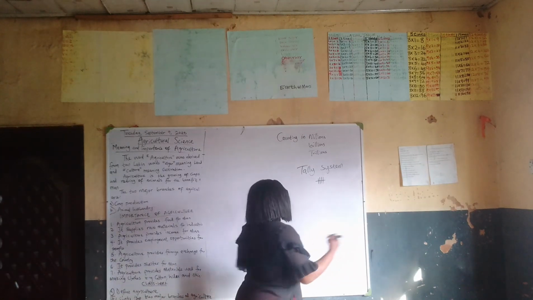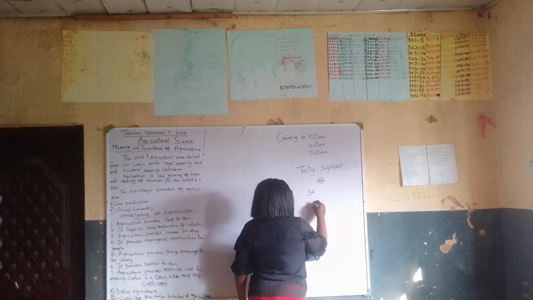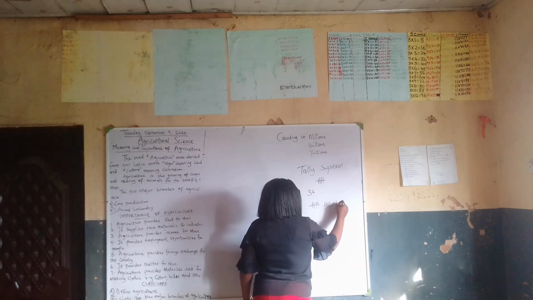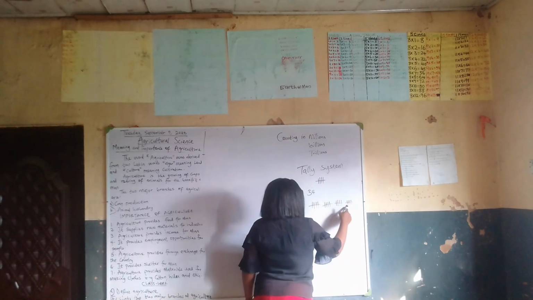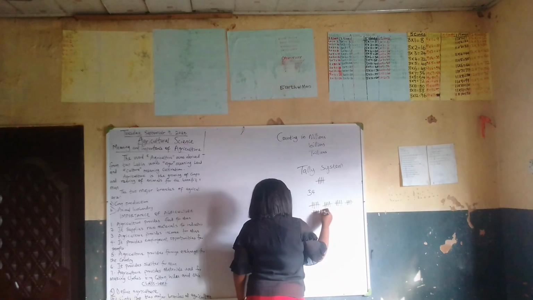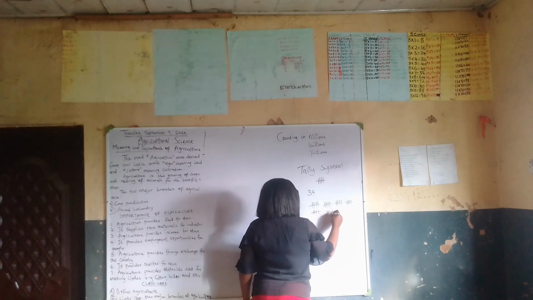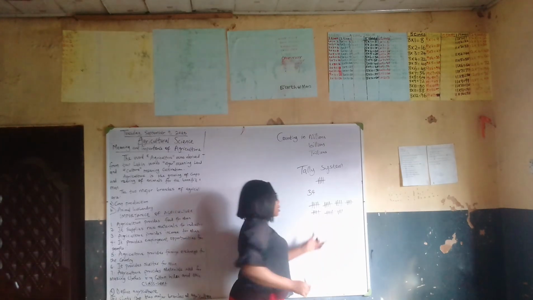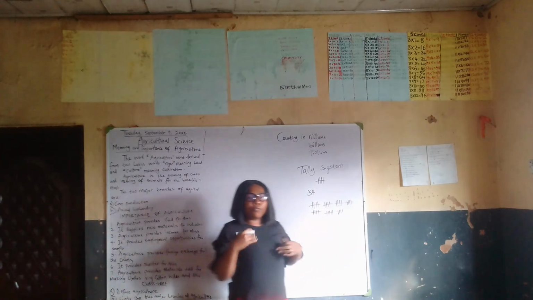So every tally, for instance, if I want to write 34 in tally, I write 1, 2, 3, 4, 5, that is 5, 1, 2, 3, 4, 5, that is 10, 1, 2, 3, 4, 5, that is 15, 1, 2, 3, 4, 5, that is 20, 1, 2, 3, 4, 5, that is 25, 1, 2, 3, 4, 5, that is 30, then 1, 2, 3, 4. This is 34 in tally system of counting.